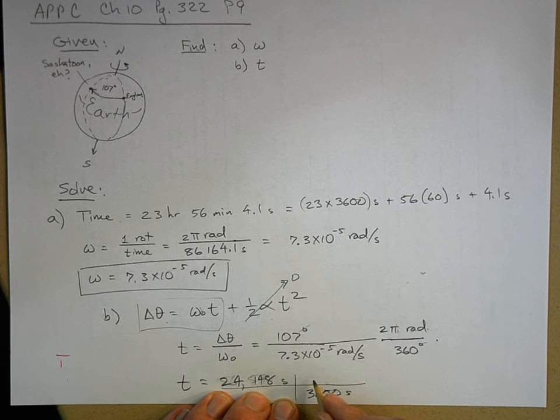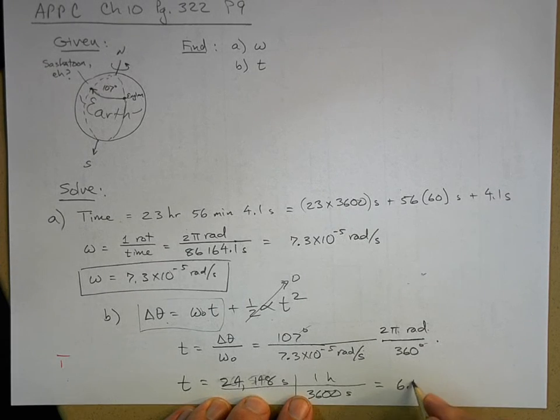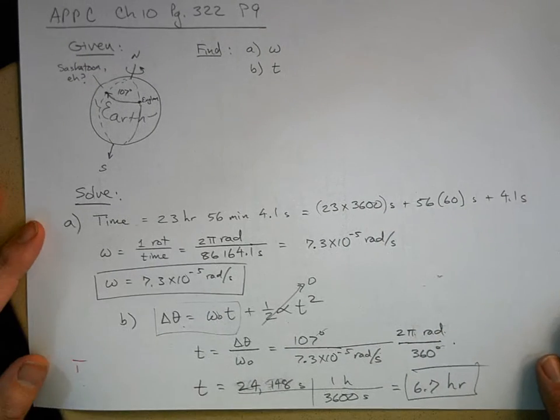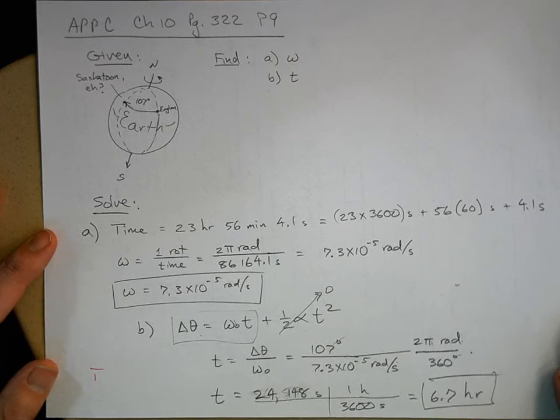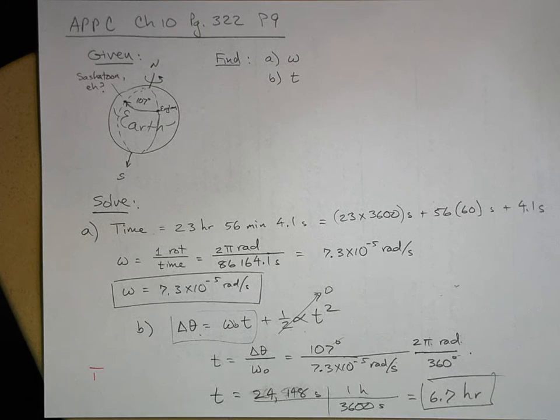Now, if you want to do that in hours, 3,600 seconds is in 1 hour, so that would be about 6.7 hours. I don't know what the book did. I think the book did it in minutes, but so there you go. And that's problem 9, beaten to death. Okay, crushed into submission. That is all.